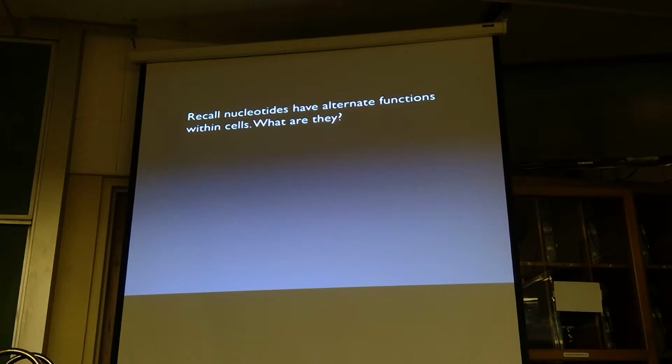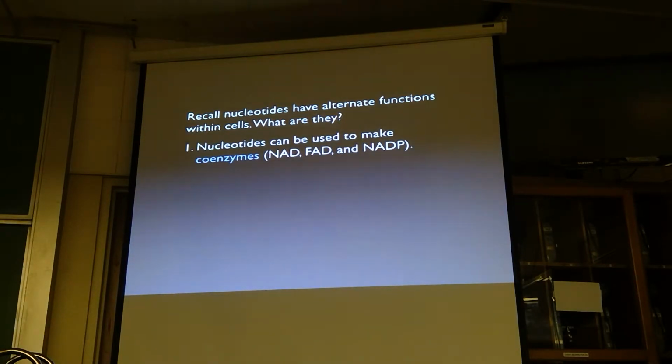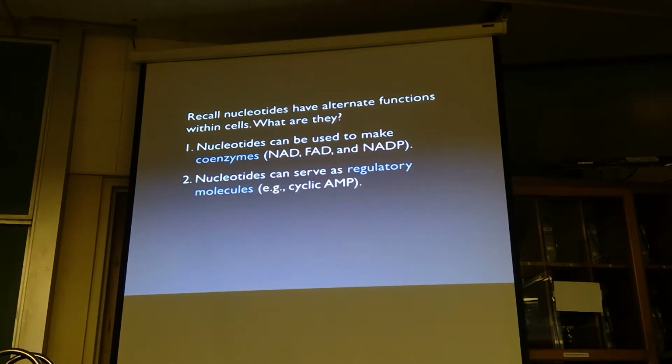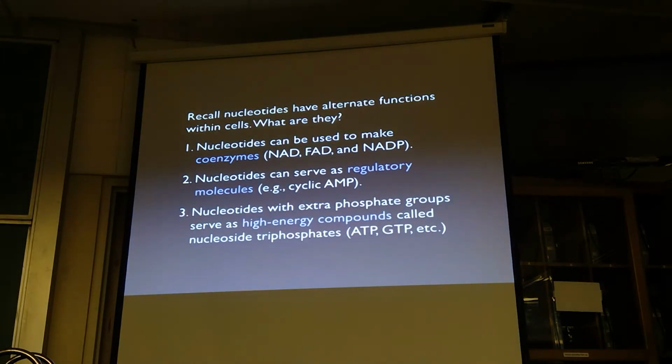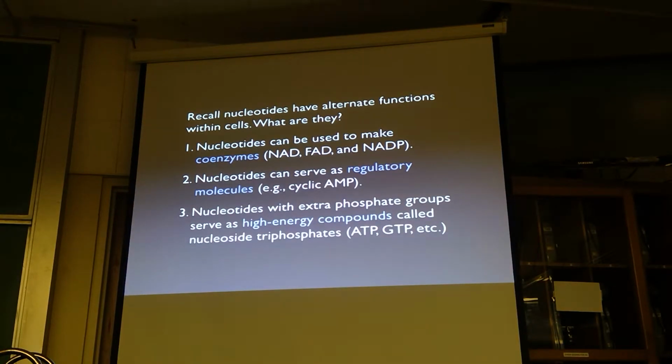So that was one function. The other function is ATP. Stick 2 extra phosphates onto adenosine monophosphate and you have adenosine triphosphate, which is a high energy compound, the most important energy currency within cells. The last function we haven't talked about yet, we'll get to. Nucleotides can be regulatory molecules. So we're going to talk about cyclic AMP later. There's also cyclic GMP. Okay, so coenzymes. The cyclic AMP is a regulatory molecule, and then the high energy compounds. ATP is one, but there's also GTP, CTP, UTP, etc.